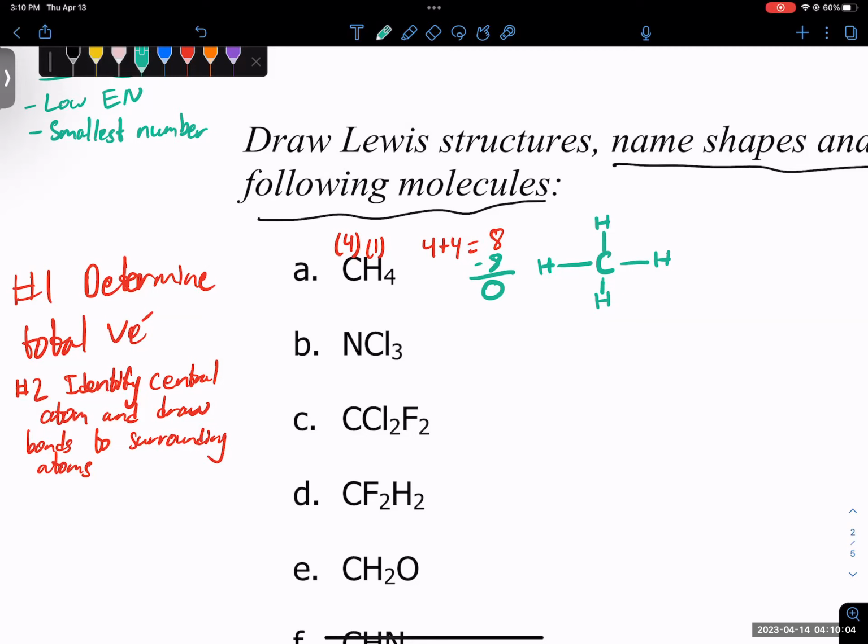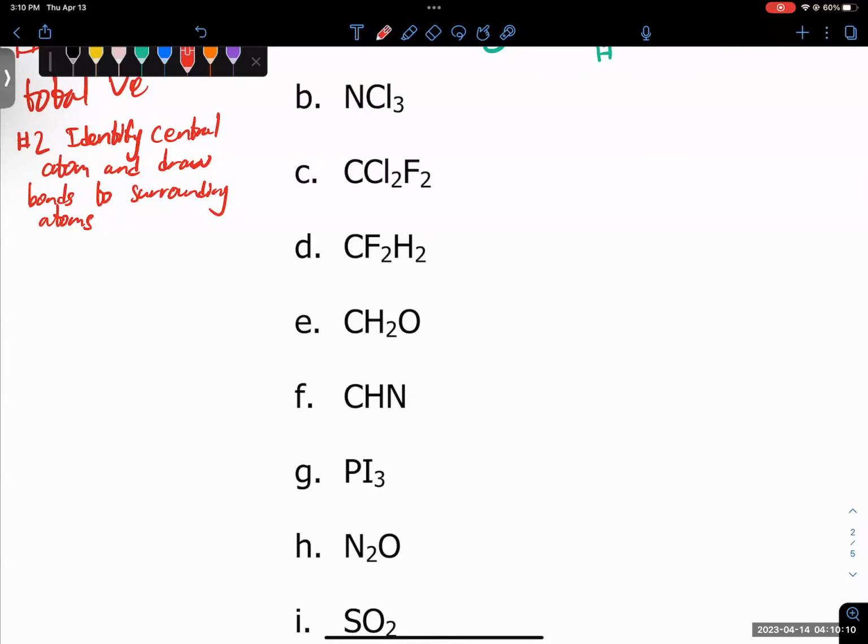Now, let's go through the steps for something where we have more leftover electrons. If you have more leftover electrons, what you're going to do is draw the remaining electrons as lone pairs. What the heck does a lone pair mean? I'll show you in the next one.